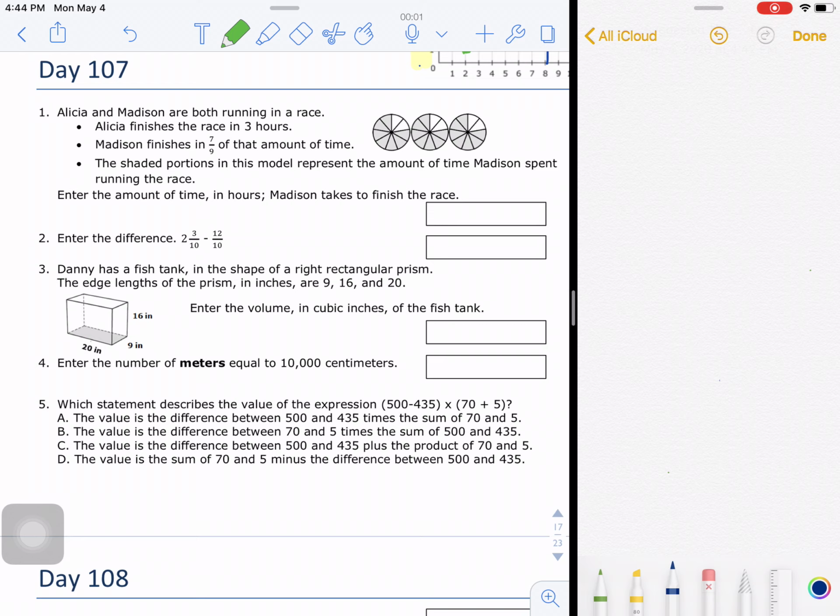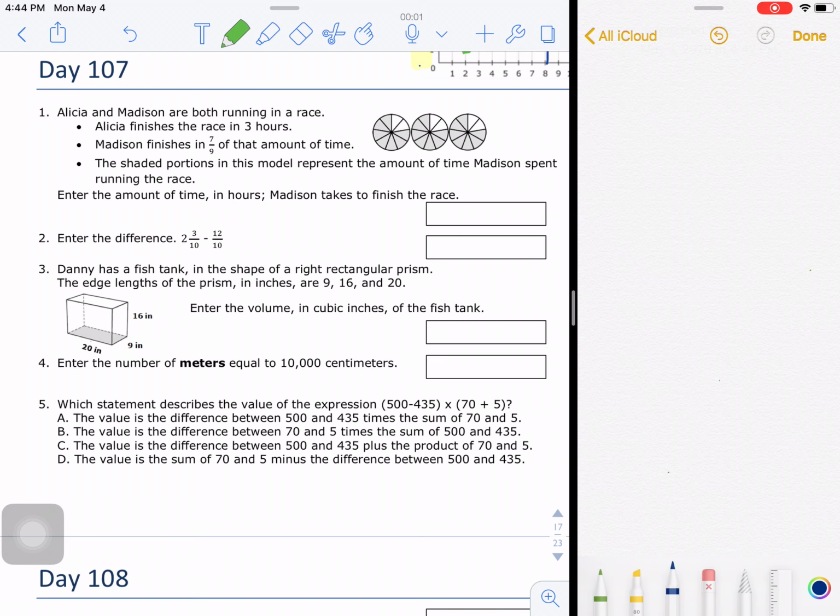Day 107. Problem number 1. Alicia and Madison are both running in a race. Alicia finishes the race in 3 hours. Madison finishes in 7/9 of that amount of time. The shaded portions in this model represent the amount of time Madison spent running the race. Enter the amount of time in hours Madison takes to finish the race.